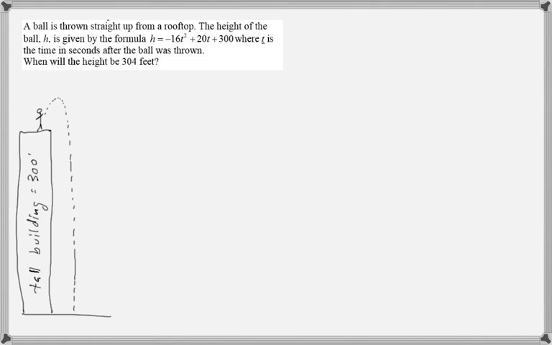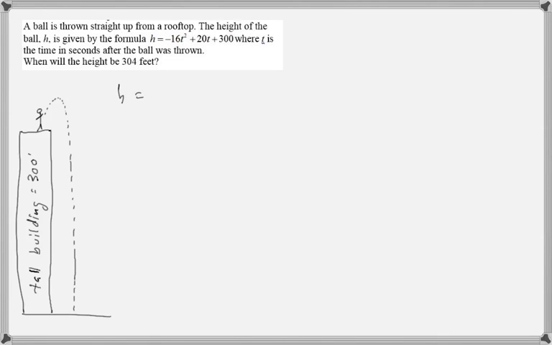For some reason, there's a guy standing on top of a tall building. He's going to throw a ball off the top, and he wants to know when the ball is going to be 4 feet above the roof. Seems kind of like a weird problem, but we're being asked to figure this out, and we can do it. So we have an equation for the height of the ball.